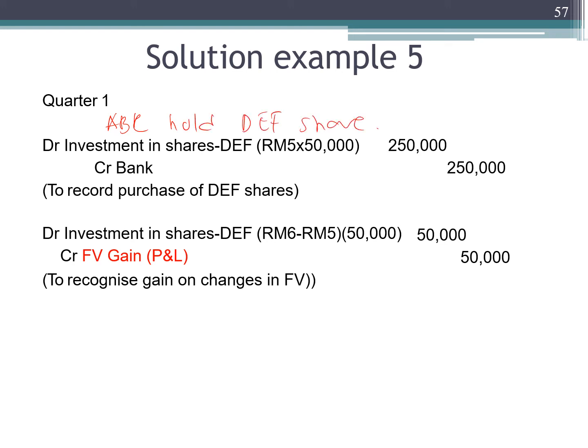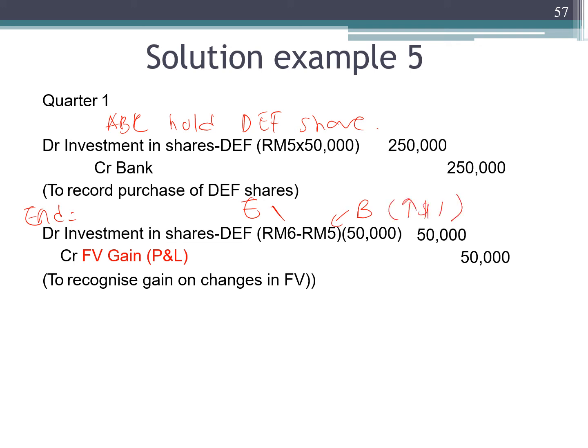Now we're going to look at the end of quarter 1. At the beginning when you bought, the price here is 5 ringgit. At the end here, the price becomes 6 ringgit. So the difference that we have here is an increase of 1 ringgit.